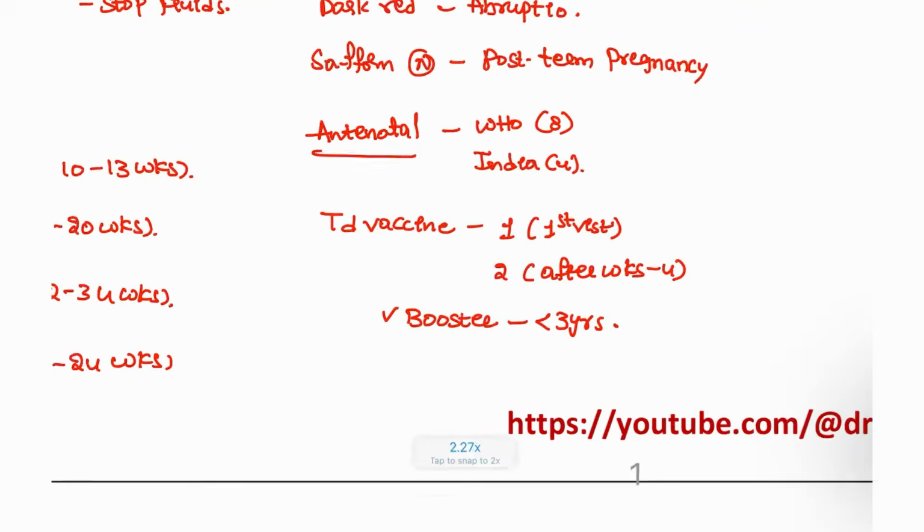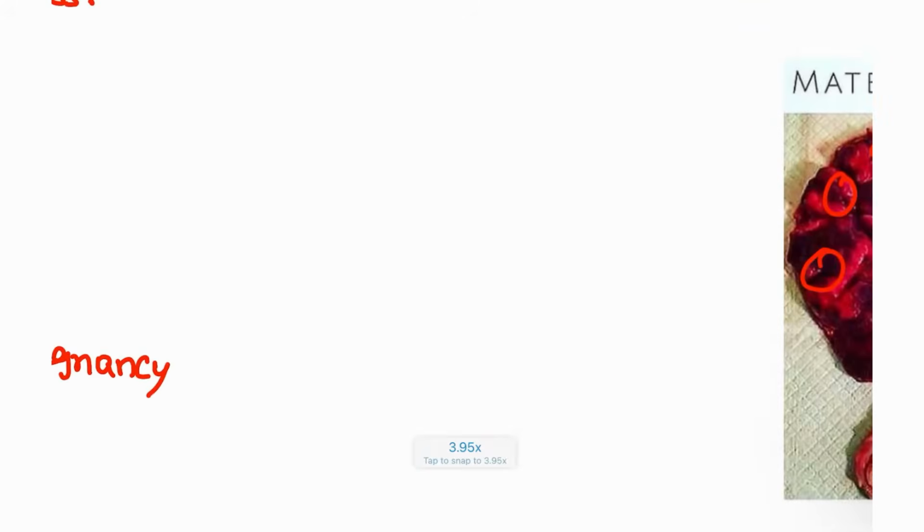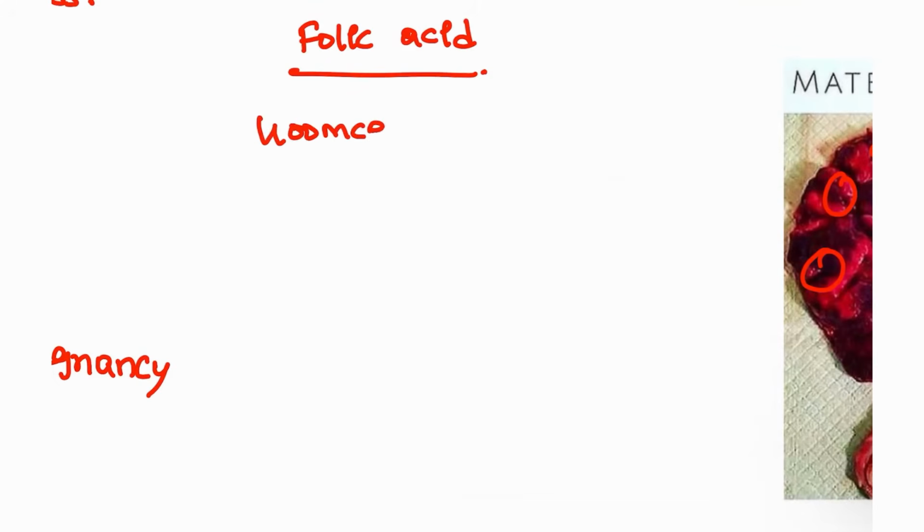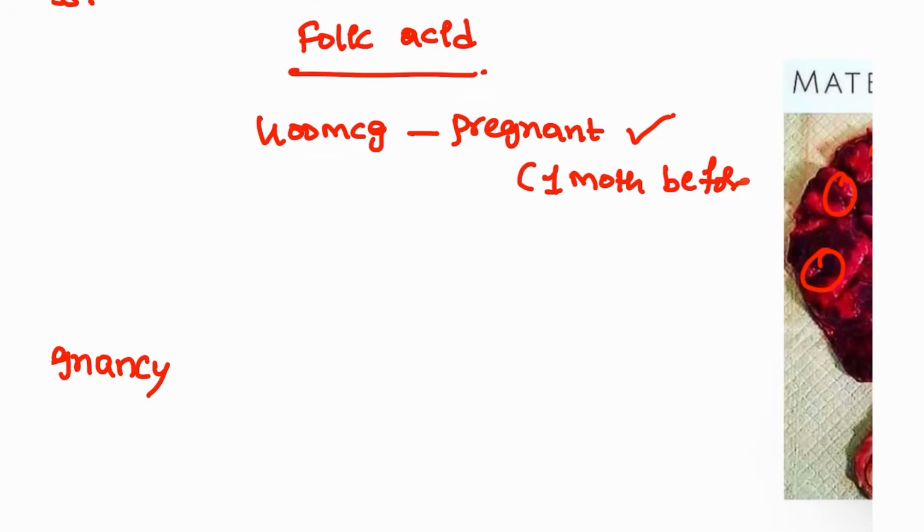Next, folic acid supplementation for pregnant women. How do we usually give folic acid? Basically, we give 400 micrograms for all pregnant women, starting at least 1 month before the pregnancy.